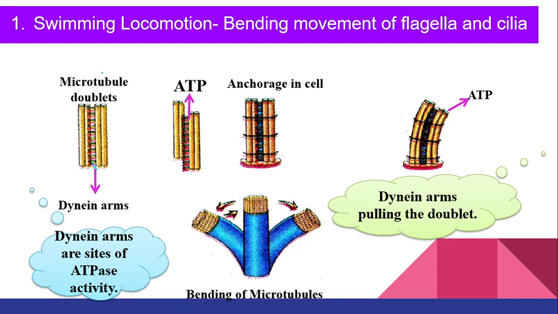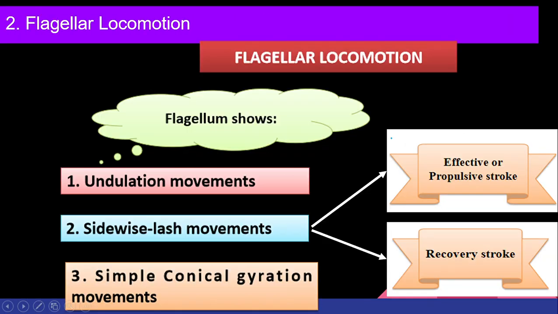Let's see this picture given in your textbook. So this is the microtubule doublet, and these doublets are attached to the dynein arm. The dynein arm head has ATPase activity, okay. So it is going to utilize the ATP and it will help in the bending movement. Now, whenever there is a bending, obviously one arm will be larger as compared to the other arm, right? So that's what the bending movement is all about.